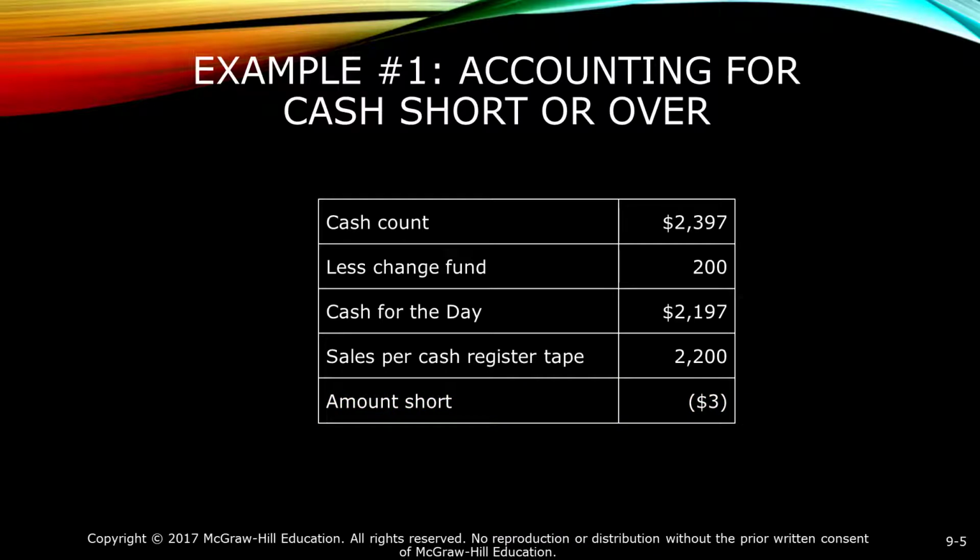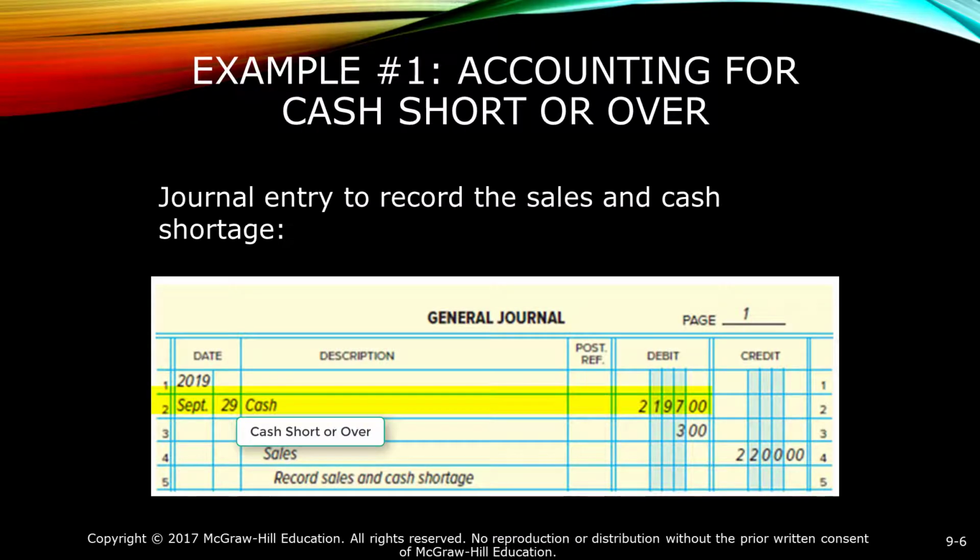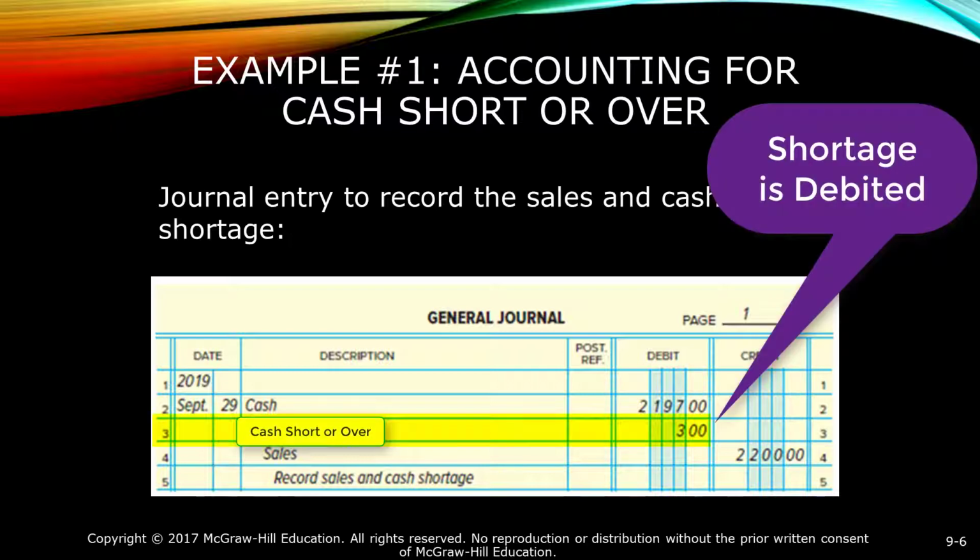Let's take a look at the journal entry for that transaction. Cash is increased for the amount of cash received for the day. Remember, this was after the change fund was backed out. Cash went up, so it is debited. Sales is always credited for the amount shown on the sales tape. The difference, in this case a shortage, was debited to cash short or over.